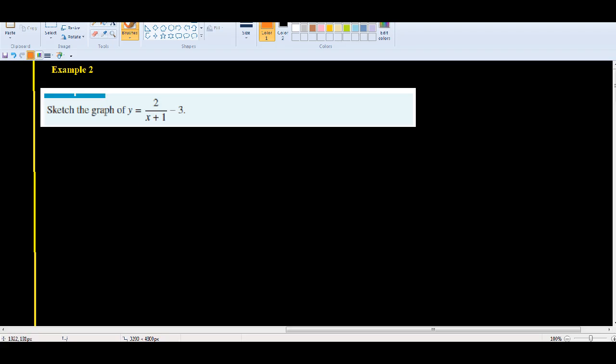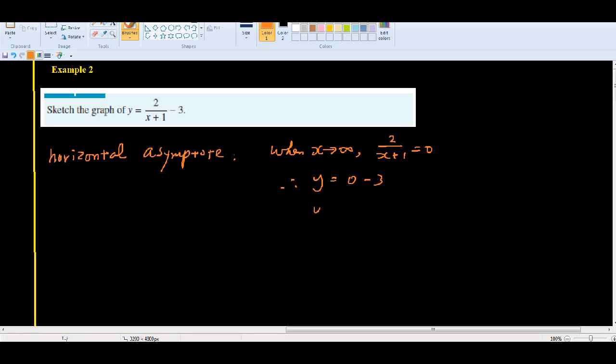Let's say for this graph, to sketch the graph, you need to find the horizontal asymptote. To find the horizontal asymptote, you need to consider when x tends to infinity, then we have this one equal to 0. So therefore y equals minus 3 is the horizontal asymptote.